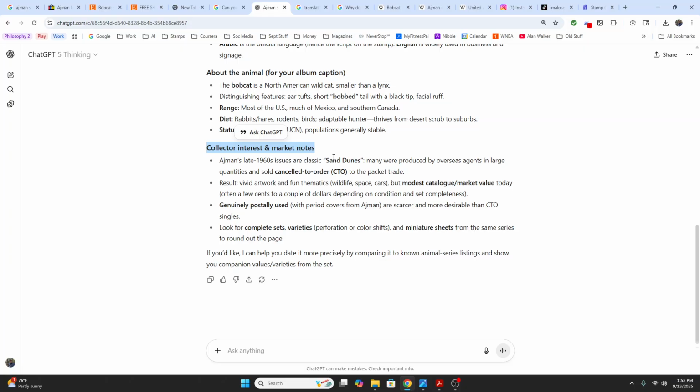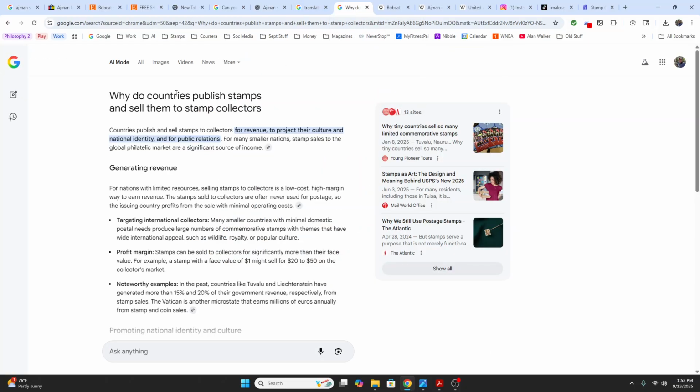Now let me jump over to Google real quick. And I just asked, why do countries publish stamps and sell them to stamp collectors? Gemini gave me the answer, and it's really simple. Countries can share not only their culture with the rest of the world, but they can also bring other cultures into their country with these stamps, and they can make a lot of money. Let me give an example.